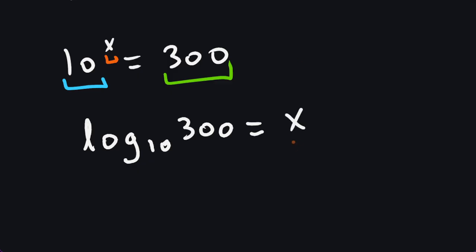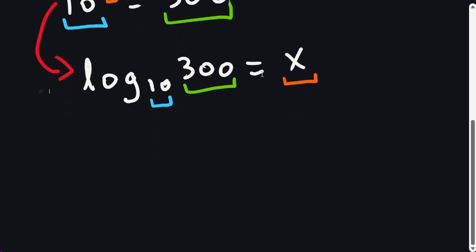So let's just highlight or underline all of this. The x goes here, the 300 goes here, and the base of 10 goes here. So this 10 to the power of x equals 300 gets rewritten as log base 10 of 300 equals x. And that's how it's read: log base 10 of 300 equals x.